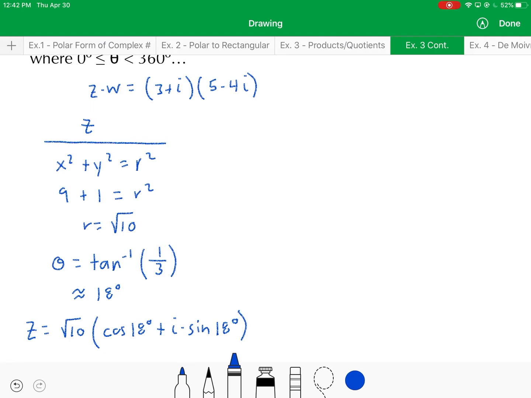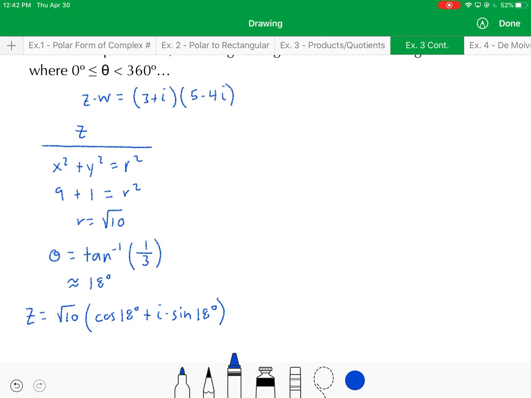Okay. Now I'll go through and do the same thing for the other complex number of w. So x squared plus y squared equals r squared once again. So that's going to be x squared would be 5 squared or 25. Y squared would be negative 4 squared or 16. Okay. 25 plus 16 is 41. So r is going to be radical 41 here. Okay. Theta is going to equal inverse tangent of negative 4/5.